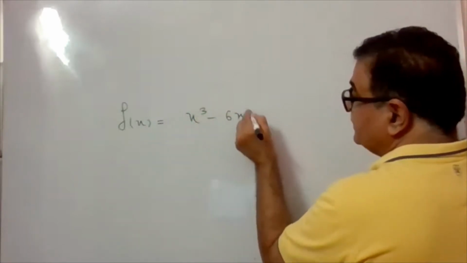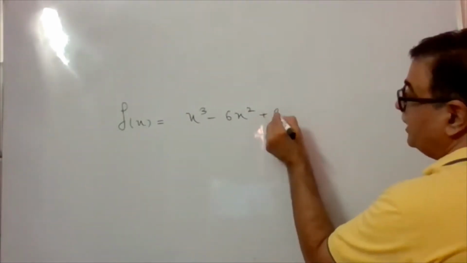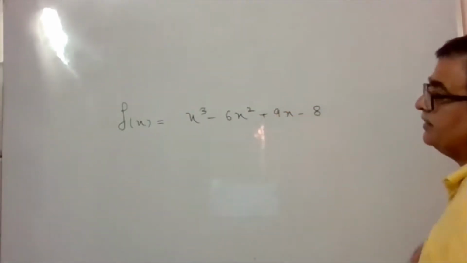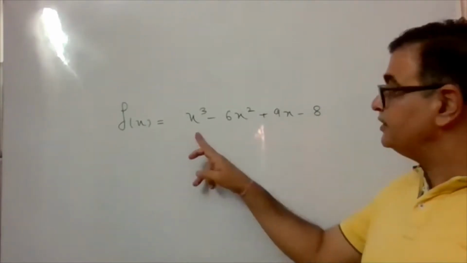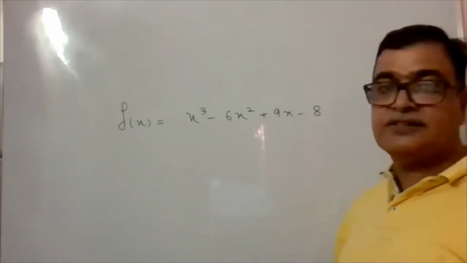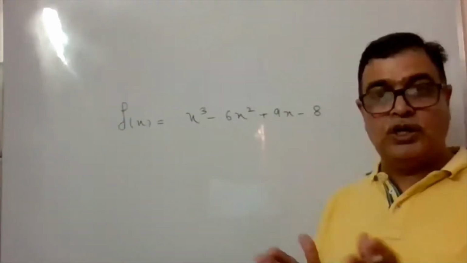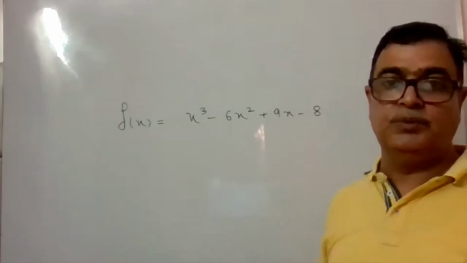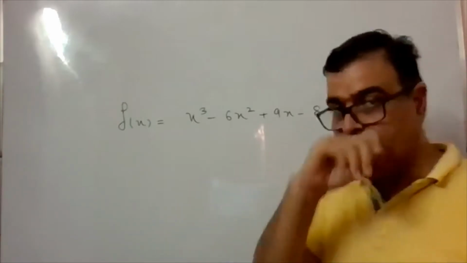x cubed minus 6x squared plus 9x minus 8. This is the question we have. The function is given: x cubed minus 6x squared plus 9x minus 8. Find where this function is local maximum, where this function is local minimum. Also find out the values. They will ask for the values also. You find out, we'll do that.